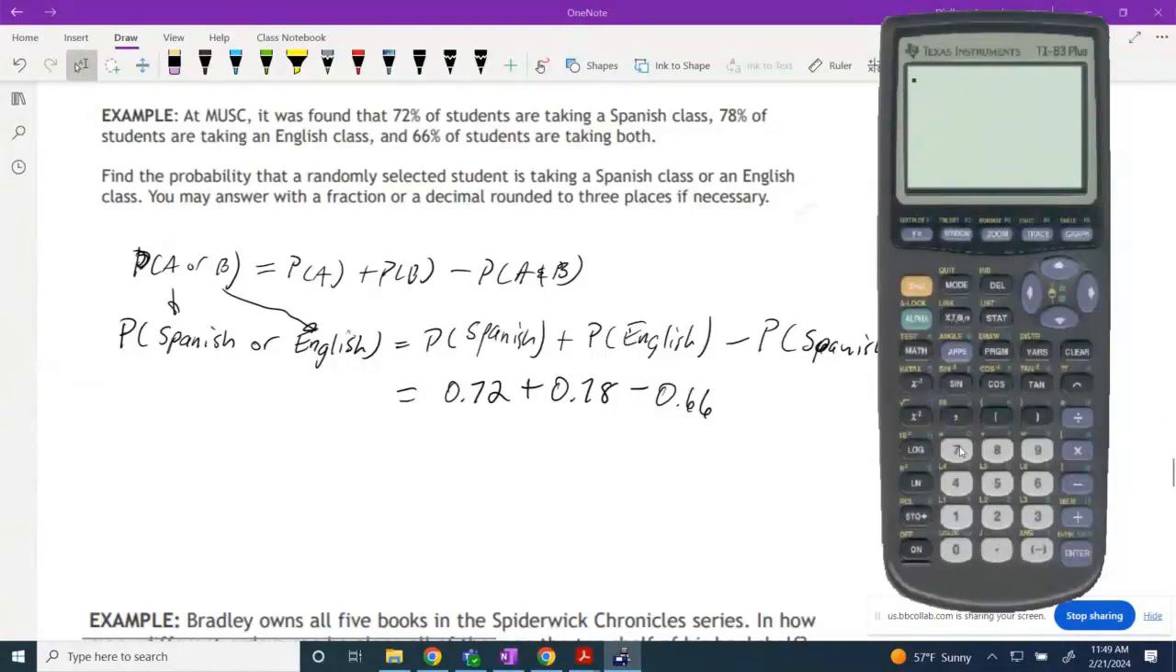0.72 plus 0.78 minus 0.66, we get 0.84, right? Which is 84%. So it's highly likely that if you randomly select a student that they're only going to take English or Spanish.